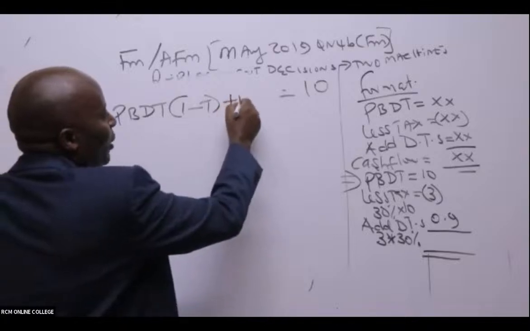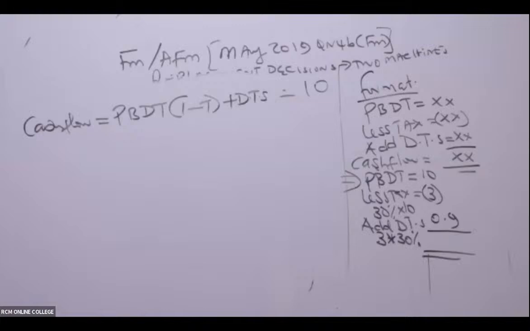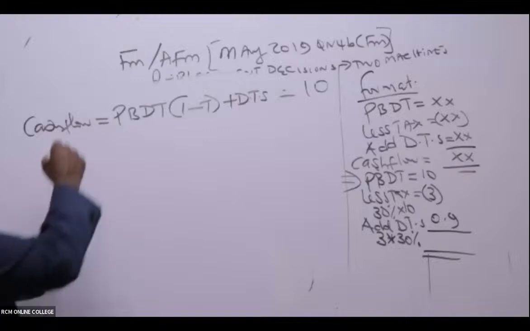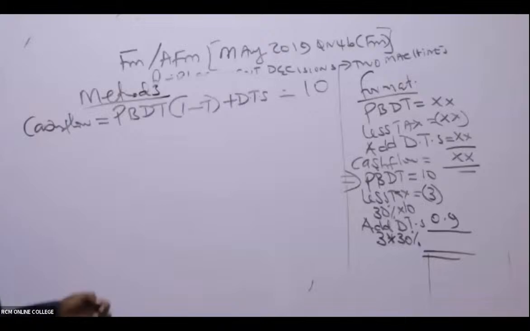And then you add depreciation tax shield. A good ninja will do it directly like this. You take profit before depreciation and tax, you less taxation, and then you add depreciation tax shield. So in this question now, this is method 3.